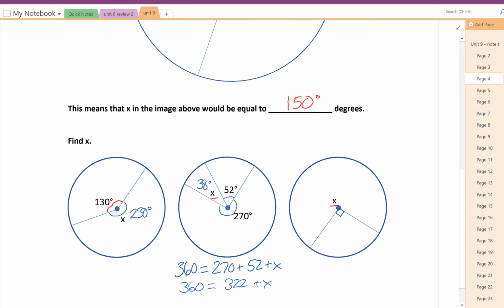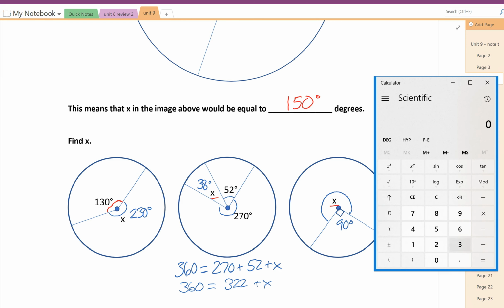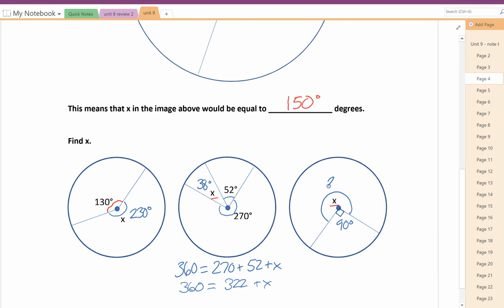Last one here. Again, I only have 2 angles. This one right here is 90. The rest of this whole circle is X. So I'm just going to subtract 90 from 360. And so the rest of this one, in other words, X, would be 270 degrees.